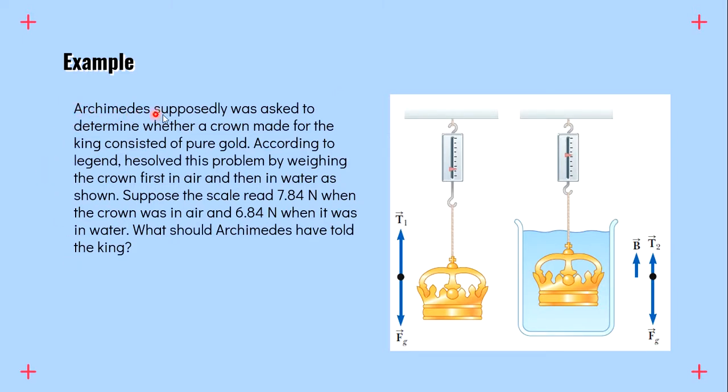Archimedes supposedly was asked to determine whether a crown made for the king was made of pure gold. According to legend, he solved this problem by weighing the crown first in air, then in water, as shown. Suppose the scale read 7.84 newtons when the crown was in air, and 6.84 newtons when it was in water. What should Archimedes have told the king?